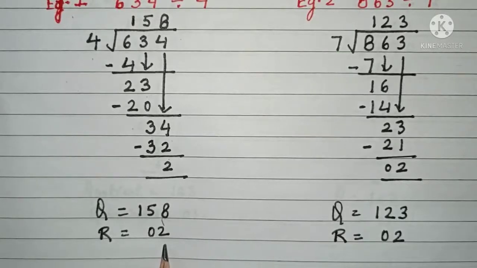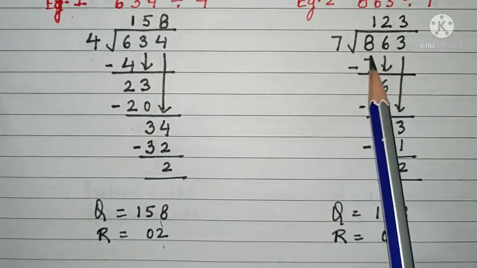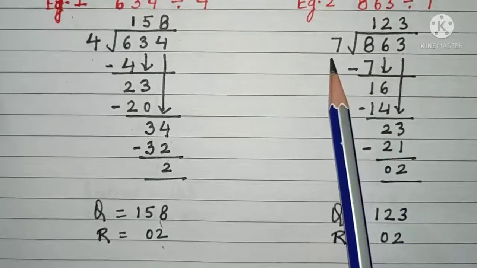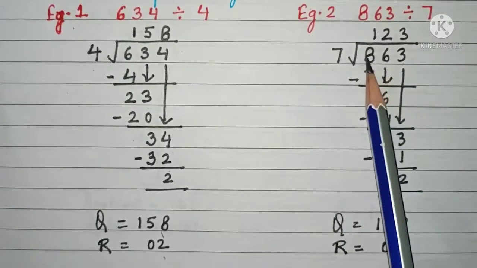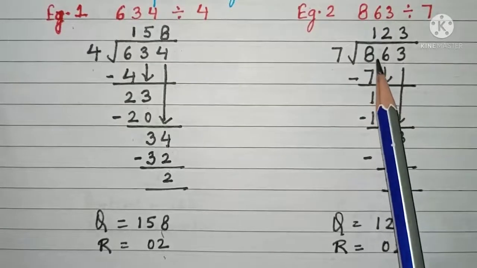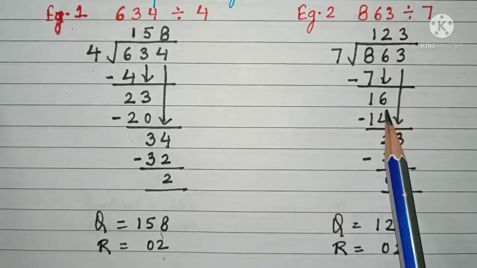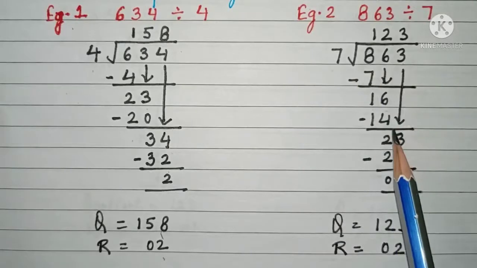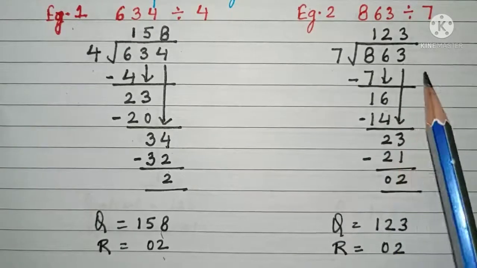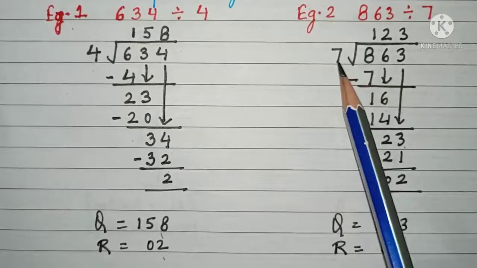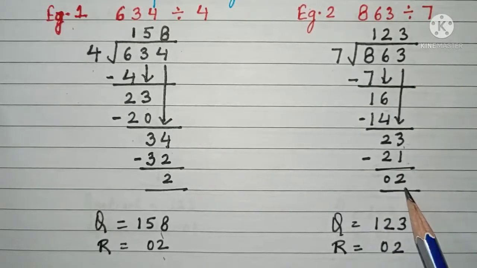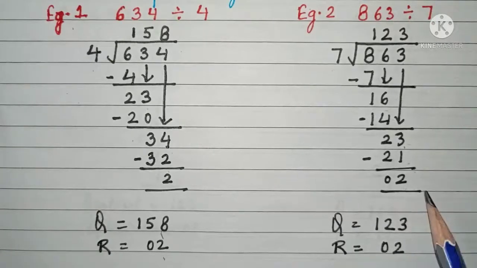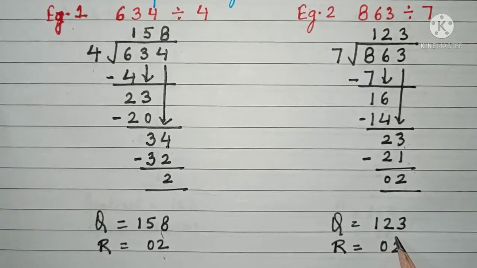Now look for another example, which is example number 2, and here the dividend is 863 and the divisor is 7. So first of all, solving the digit 8, 7 ones are 7. 8 minus 7 is 1. Putting 6 down, 16. 7 twos are 14. 6 minus 4 is 2. Putting 3 down, 23. 7 threes are 21. So no more number to put down. So 2 is the remainder for this question and the quotient is 123.